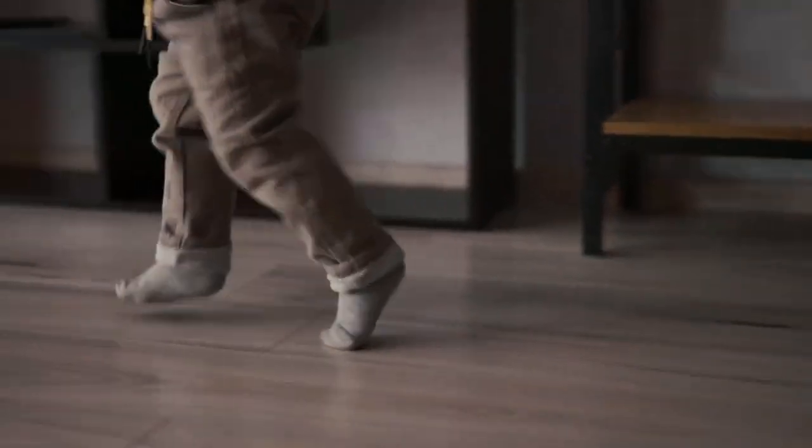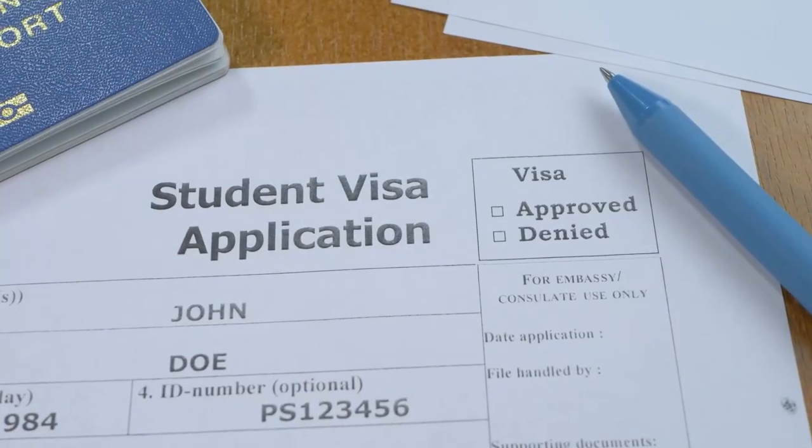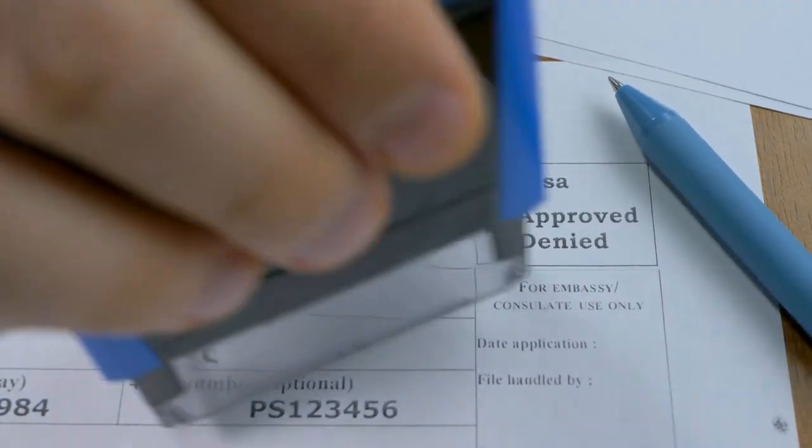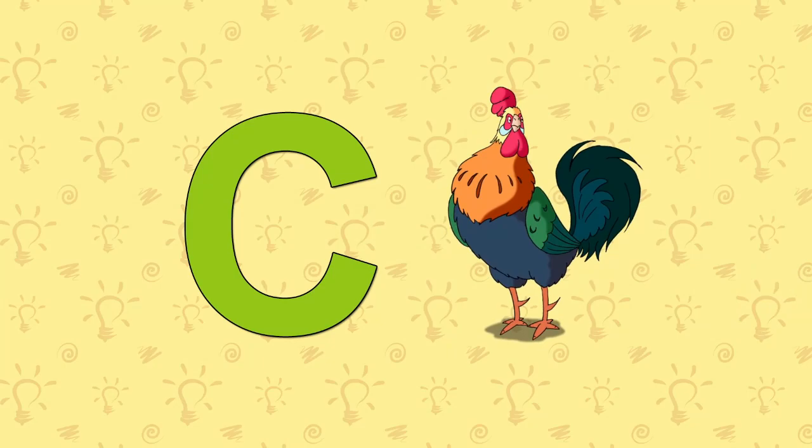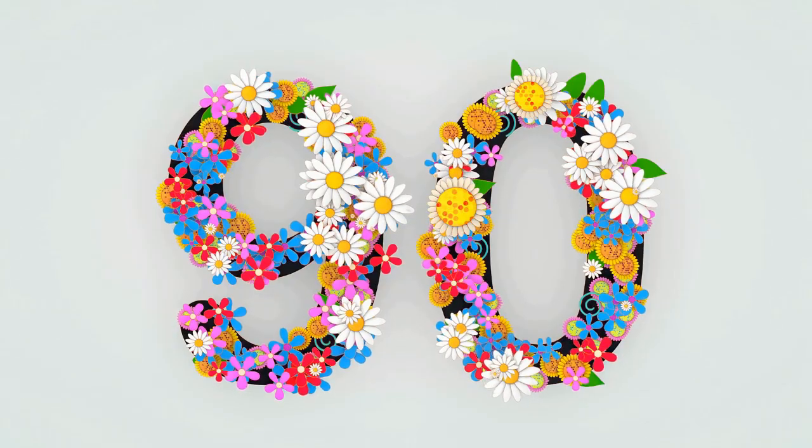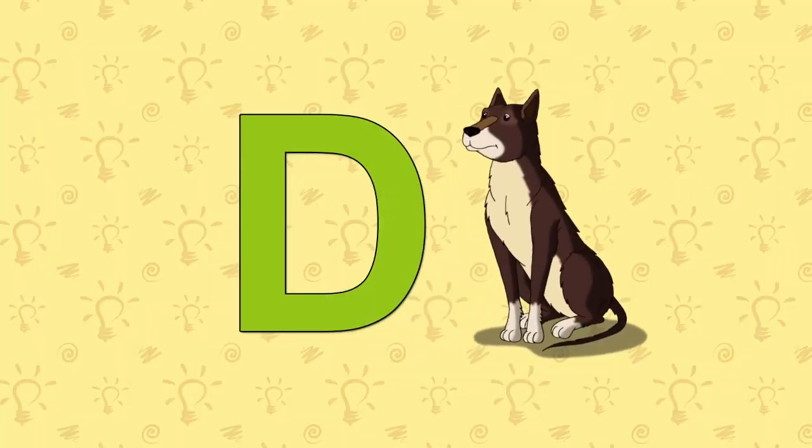Step 3. Determine the type of visa. There are two types of student visas for Italy: short-stay visa, type C, for courses or programs lasting less than 90 days, and long-stay visa, type D, for programs longer than 90 days.